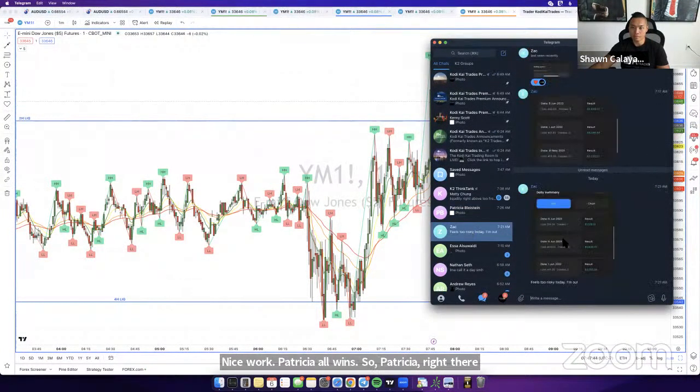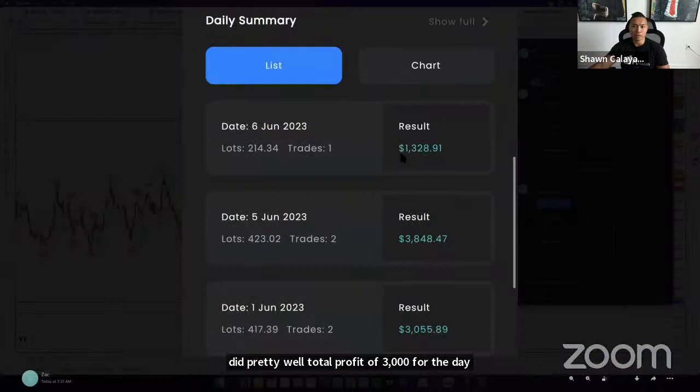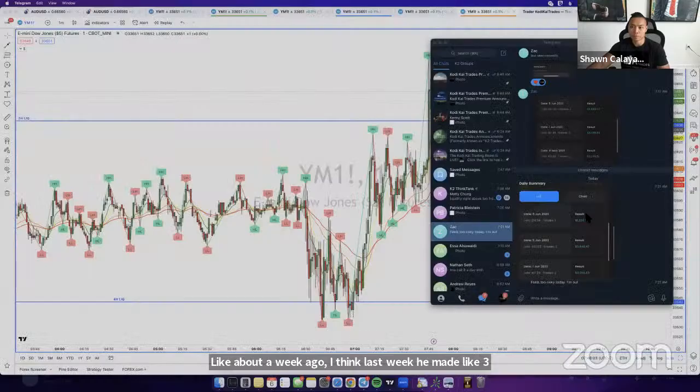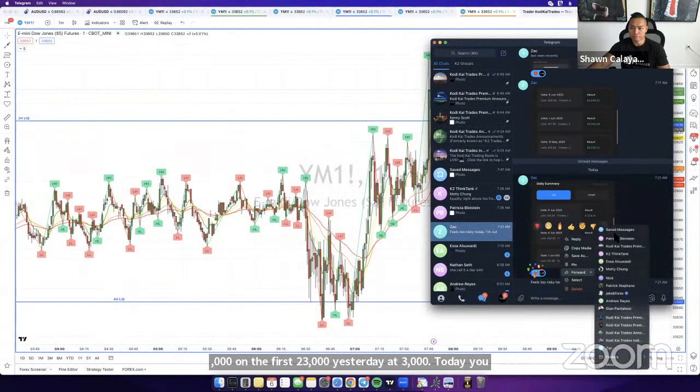We have Zach over here. He said feeling too risky, so he's out. Total profit of 1,328 for the day. All wins. So Zach's been on fire. Straight wins every day since he rejoined the group. He rejoined about a week ago. I think last week he made like 3,000. On the first, he made 3,000. Yesterday, he made 3,000. Today, he made 1,300. So great work right there, Zach.